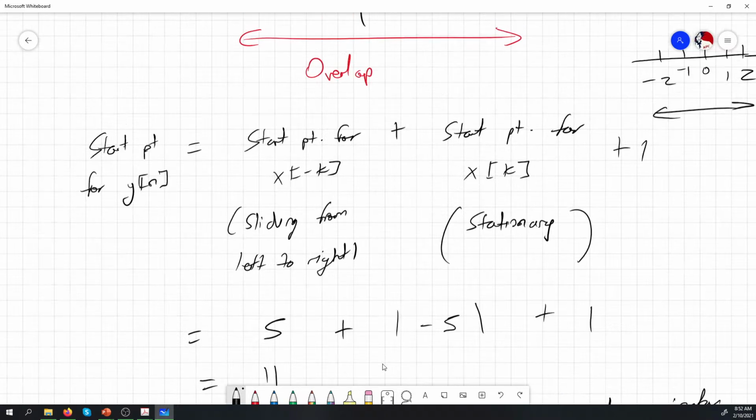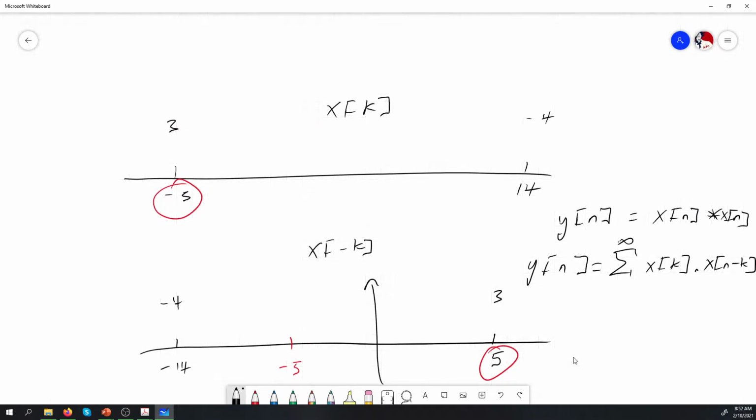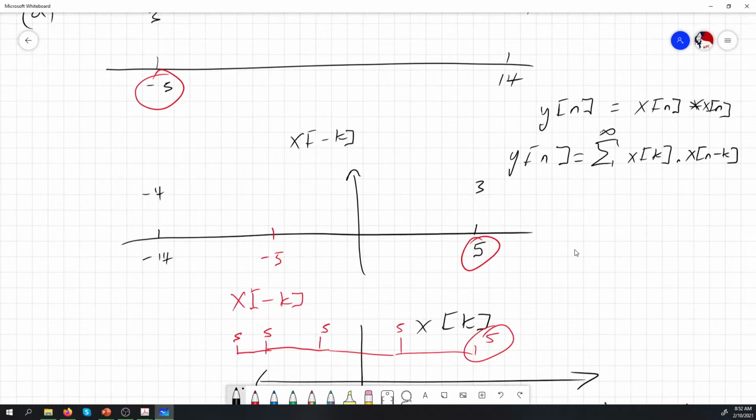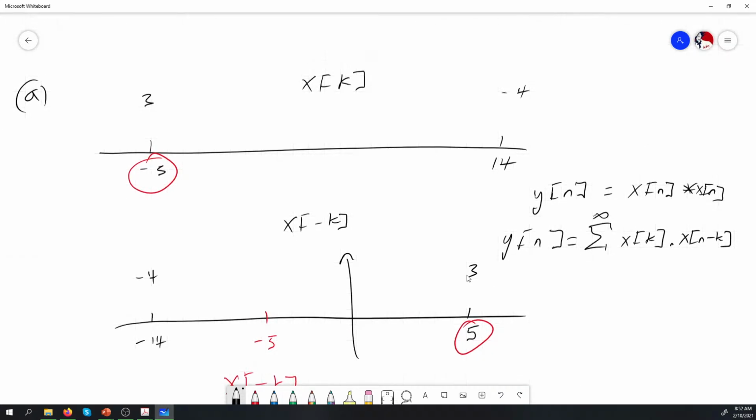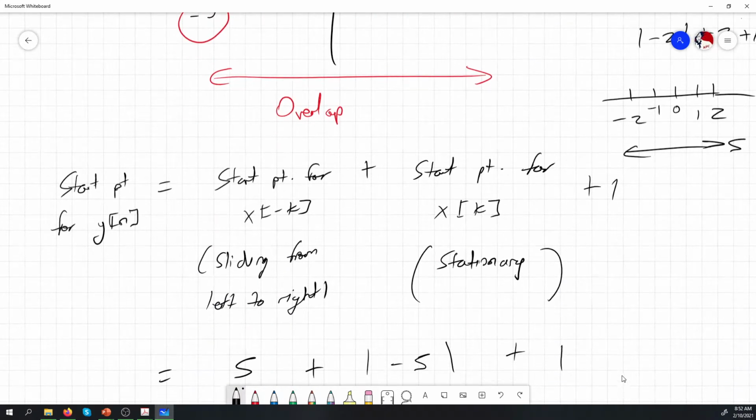Let's go back up here. This is part A. So we can see here, this part was a value of 3, and this part here was also a value of 3. So we just multiply the two together, that's how we get the value of 9.